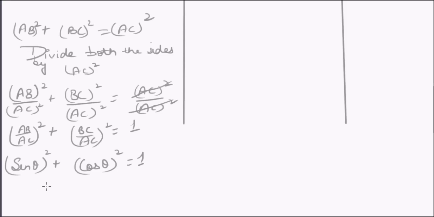Now we have studied in the video titled Some Points on Trigonometric Ratios that this square, that is sine square theta, is nothing but (sine theta) whole square, and vice versa. So this square comes over here. On solving, we get sine square theta plus cos square theta equals 1.